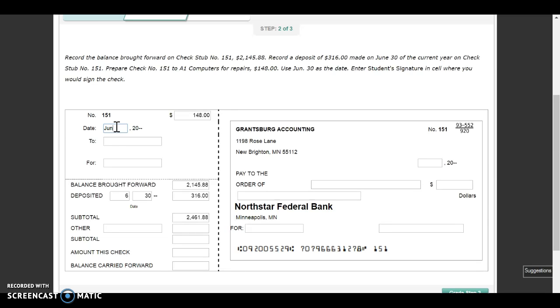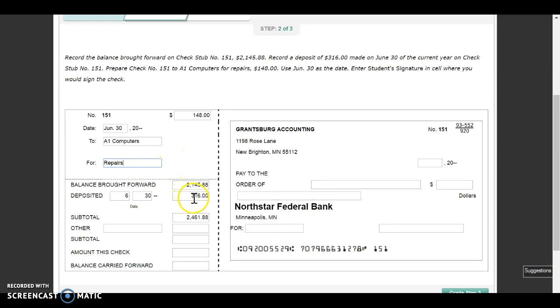So here we're going to actually write the date, and we're just going to put June 30th. I'm writing this to A1 Computers. Got that from my directions. I am writing this check for repairs.